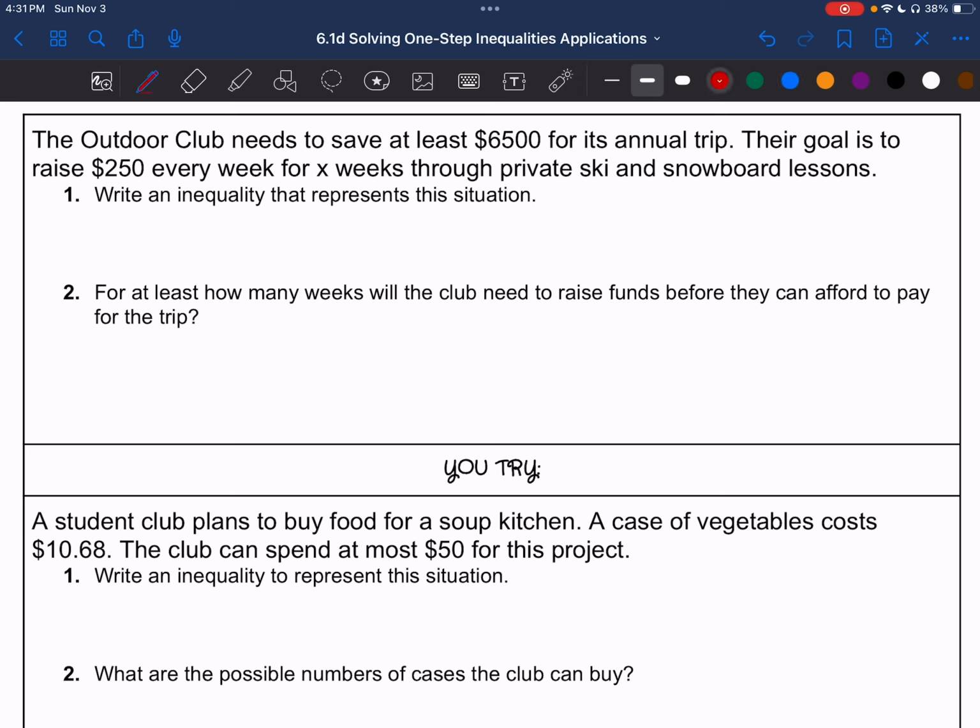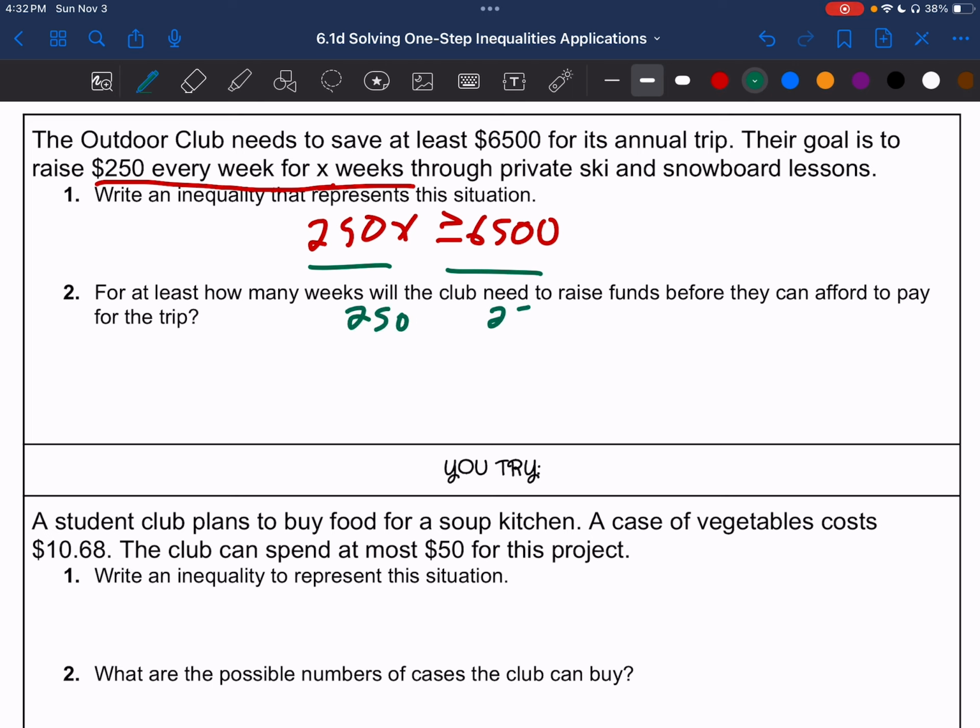So the amount that they do every week for X weeks is going to be 250X. We want that to be greater than or equal to the total cost of the trip that they need to raise, which is 6,500. And then we're going to go ahead and divide both sides by 250. And X is going to be greater than or equal to 26 weeks. So you're going to need to work or raise money and do these lessons for at least half the year if you want to be able to pay for this ski trip.